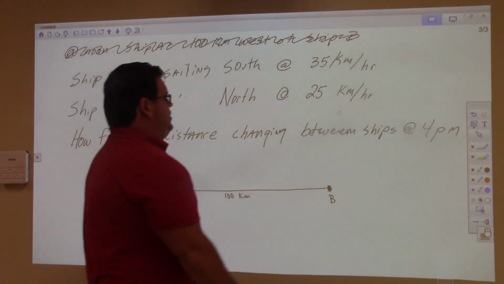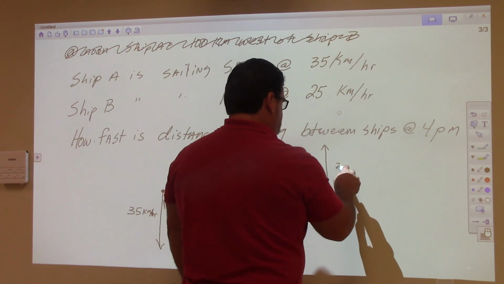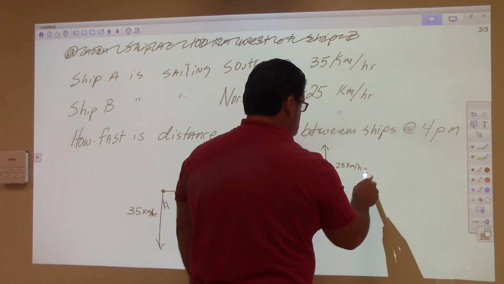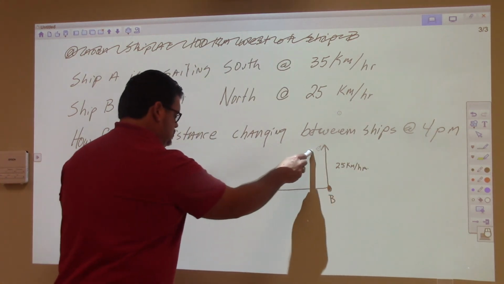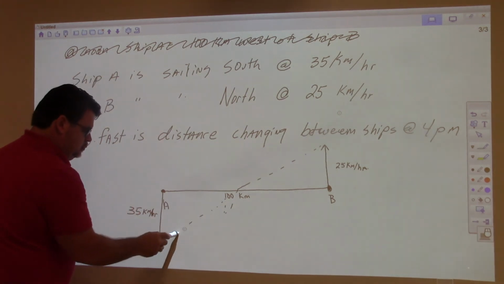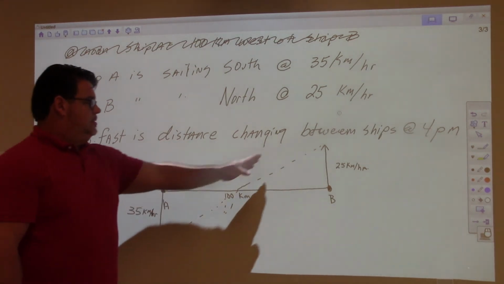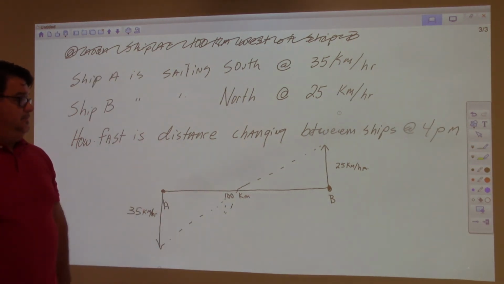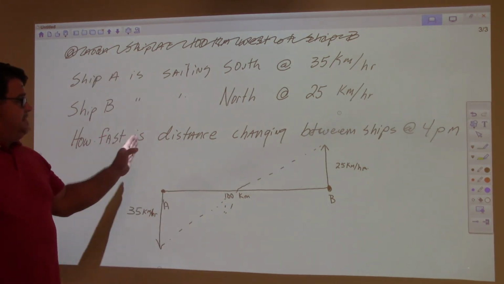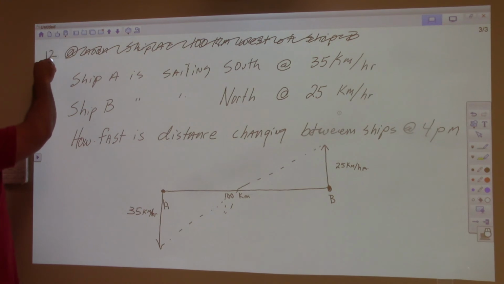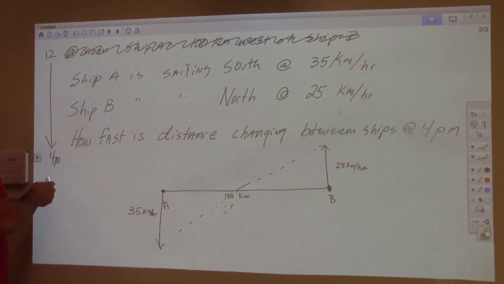And ship B is heading north at 25 kilometers per hour. They want to know that distance. How fast is the distance changing? And you can call that anything you want to, but how fast is the distance changing at 4 p.m.? So noon to 4 p.m. is 4 hours.